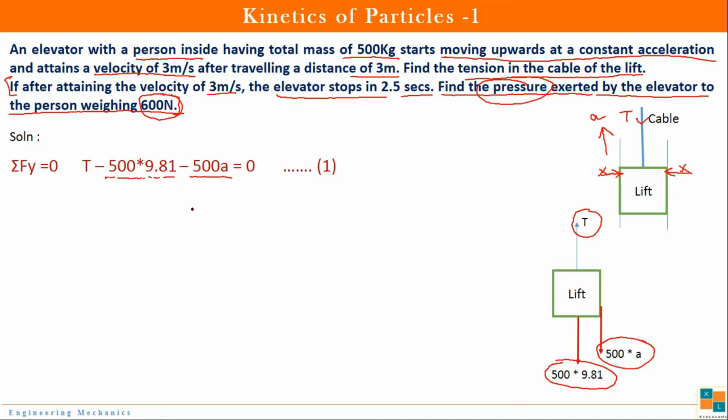Now there are two unknowns in this equation. One is this tension T and another one is this A. So as there is only one equation and there are two unknowns, we cannot find out the answer directly. So let this be equation number 1. Now we cannot apply summation of Fx is equal to 0 here because there is no force acting in x direction.